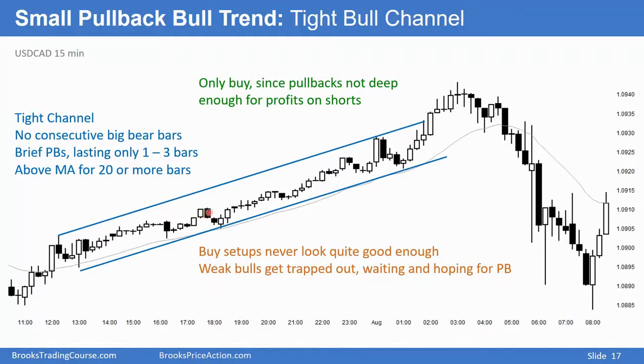When the market's in a bull trend like this, a small pullback bull trend, a very tight bull channel, the buy setups never look good enough. Yet, weak bulls keep getting trapped out. They keep waiting for a big pullback. They keep hoping to buy. They want to buy a pullback, but the pullbacks just never look good enough. But a small pullback bull trend like this is a breakout on a higher time frame chart. Traders have to buy. They buy for any reason. They buy below bars. They buy bear closes. They buy above bars. They buy bull closes. You have to get long. And the correct stop is always much further away than what you want it to be.